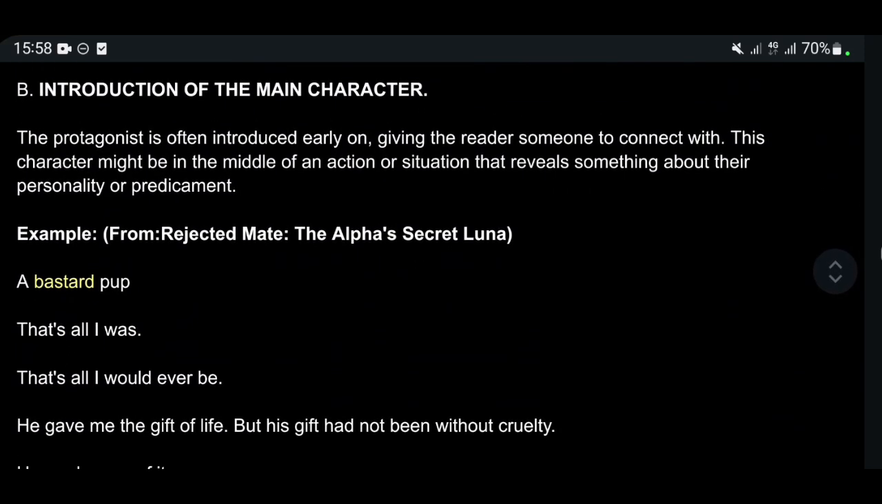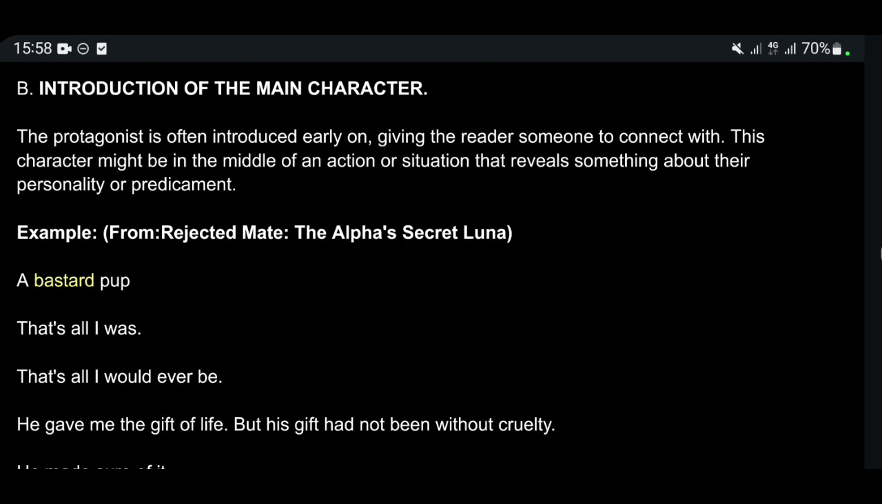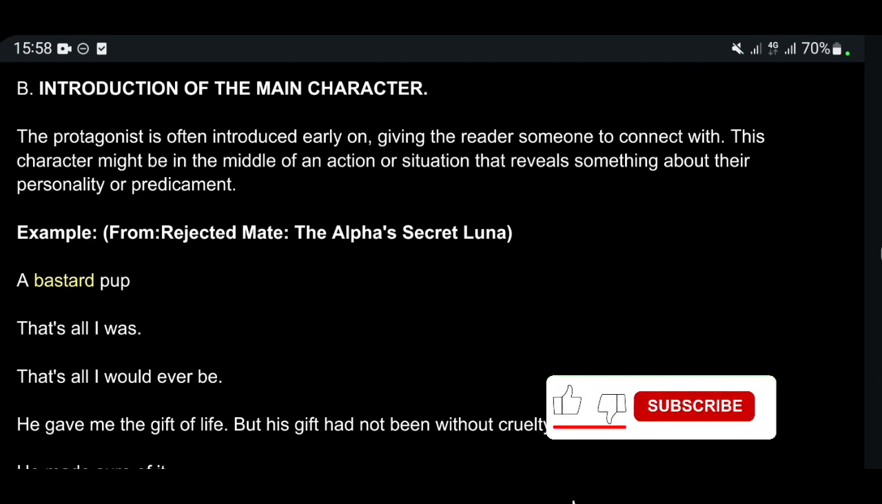Okay, so the second feature is the introduction of the main character. The protagonist is often introduced early on, giving the reader someone to connect with. Okay, if you are starting a story, you can introduce the main character from it.